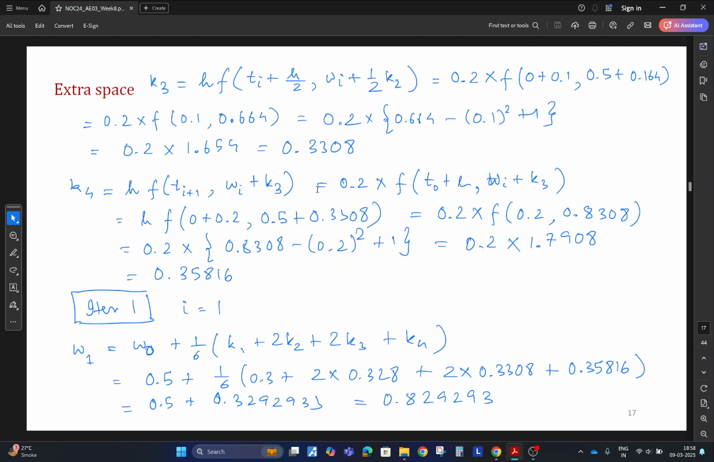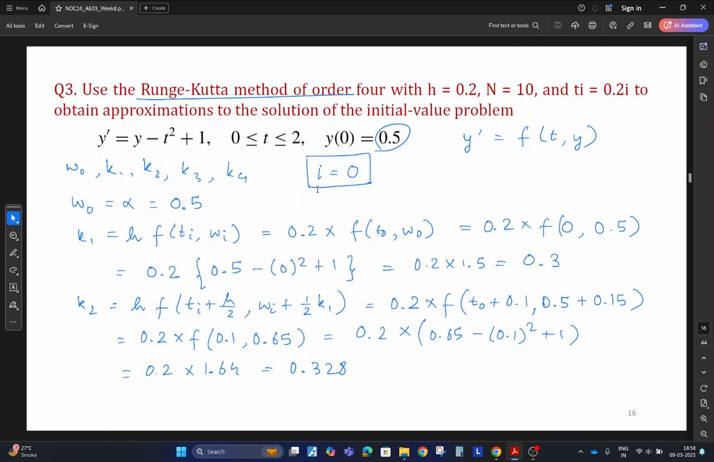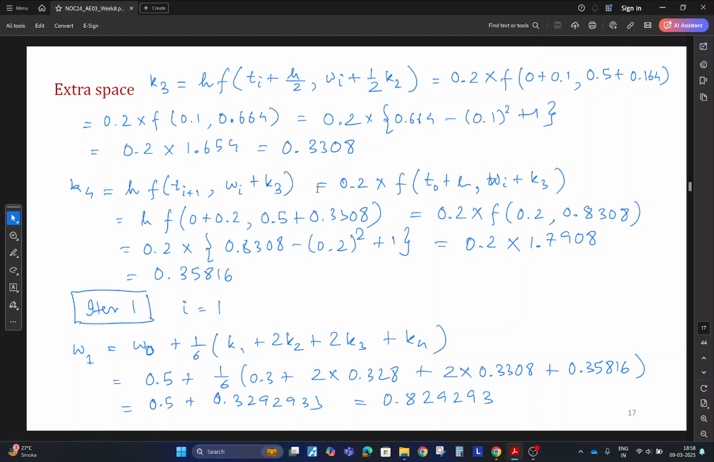0.35816. Now, at the end of the zeroth iteration, we have evaluated all 5 quantities that are useful: W0, K1, K2, K3, and K4. Now, these will be useful in calculating the values of these quantities for the next iterative step, that is at i equal to 1. We know that W1 is equal to W0 plus 1/6 times K1 plus 2K2 plus 2K3 plus K4.